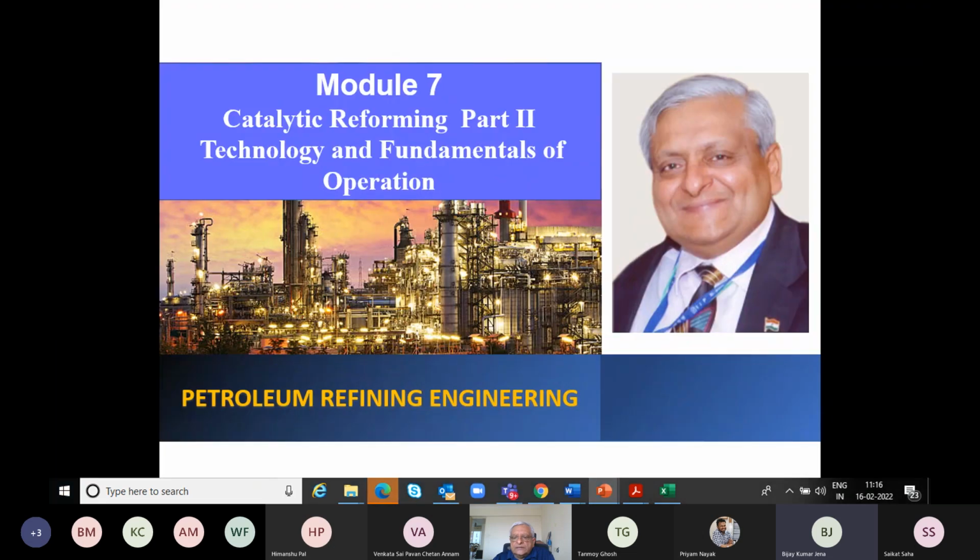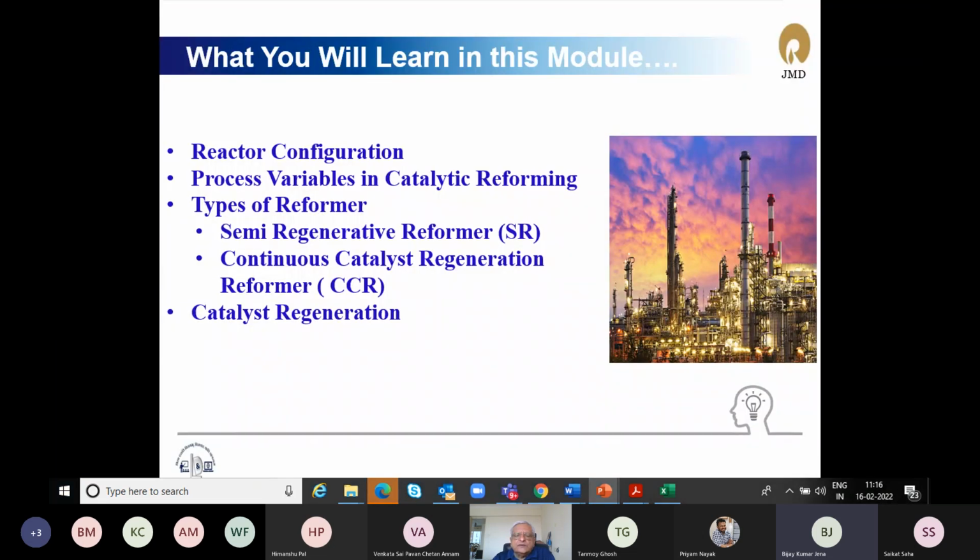reforming. And what you will learn in this module is actually how these reactions and the catalyst on which these reactions are carried out in the industry. What is the reactor configuration? The various process variables and their effect on catalytic reforming. As you know, the various reactions that happen, there is a compromise in terms of desirable reaction versus undesirable reactions. So the process variables play a very key role.